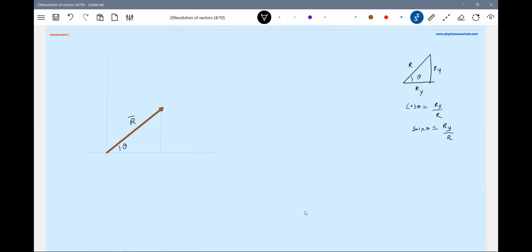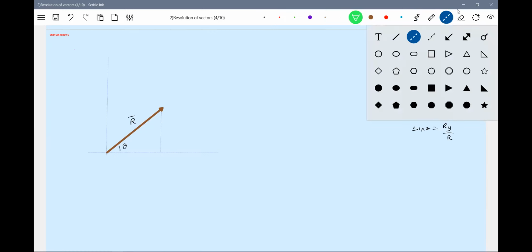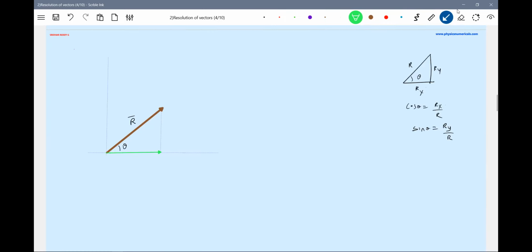Then how much is its component along the x-axis? Here I'm going to break up the vector. Its component along the x-axis will be Rx. Its other component will be Ry. This is Rx bar and this is Ry bar.